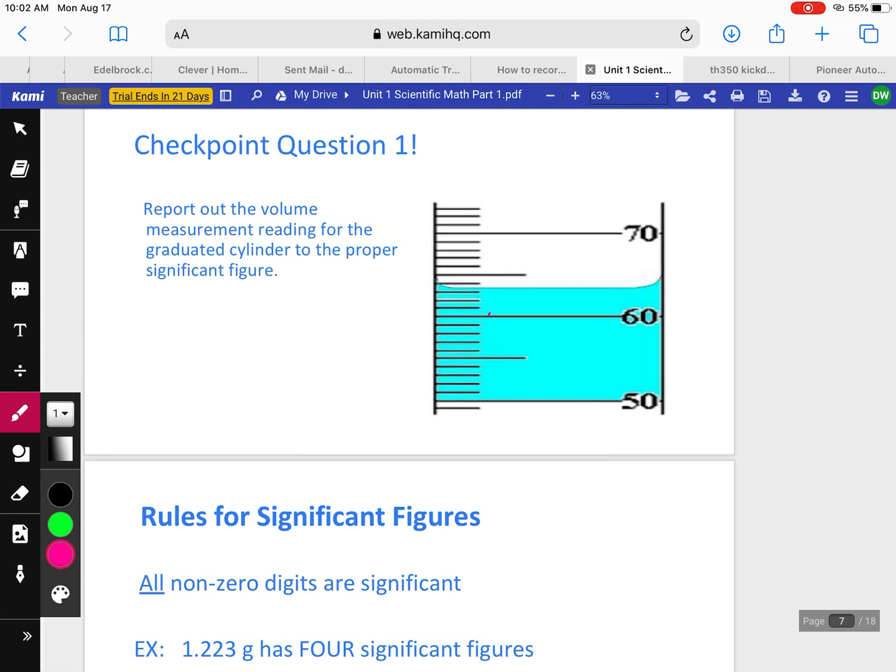So we've got 60, 61, 62, 63. So we can tell that it is 63, right? That is for sure, but we can also estimate the last digit. And I would say that it is 63.5, okay? Now it's going to be hard to actually know, say 63.3 or something like that. But you can do the best you can with that last digit there and estimate that.